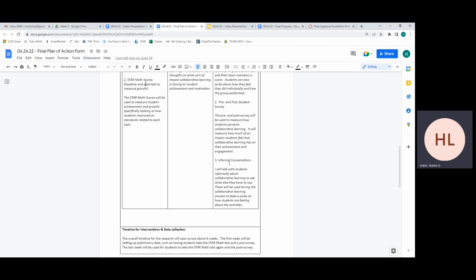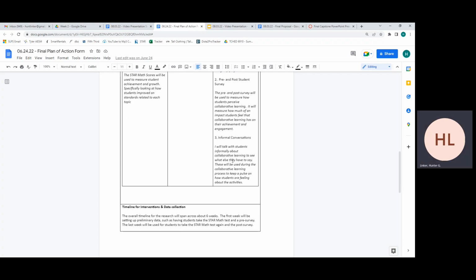Finally, the last data point in this category was informal conversations. I would periodically have short, informal conversations with my students to help keep a pulse on how they felt about the group projects, or on how they felt the group projects were going and if they were enjoying them or not.